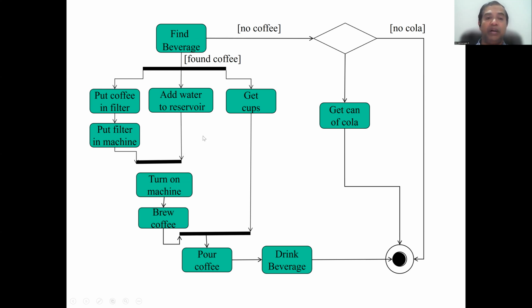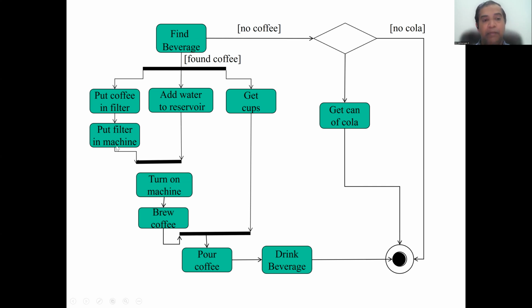But when it comes to the process where there is no coffee found, that is, coffee is found over here. This is the case of no coffee, and this is the case where coffee is found. Of course, that is given the higher priority because the customer wants coffee. Literally, he wants a coffee, but if the coffee is not found, he goes for the option of a Coke. But if the coffee is found, he is going to get involved in three different parallel activities.